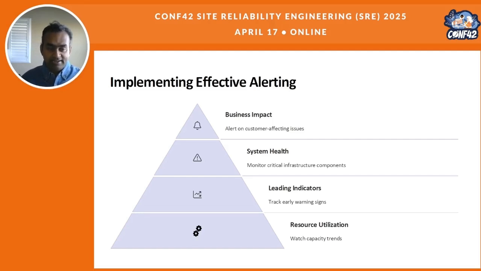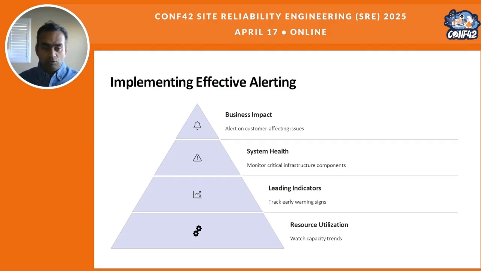As you can see here, it starts from the bottom of the pyramid. We usually start by watching capacity trends. This capacity could be compute, storage, network I/O, and so on. Through thresholds, we keep track of possible early warning signs, things that could potentially become catastrophic. Through monitoring critical infrastructure components, we keep track of the overall system's health. All of these result in configuring alerts that impact business metrics, issues that affect end customers of the service.